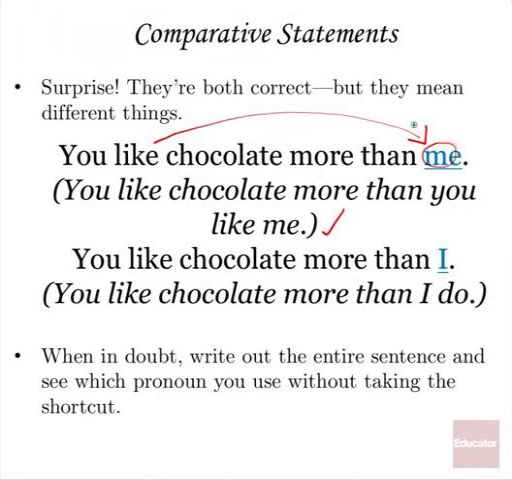All right. You like chocolate more than I. Well, I is in the subjective case, so you like chocolate more than I do. There's a verb implied there. So, if you're ever in doubt about whether you like chocolate more than me or you like chocolate more than I, say the entire sentence, not just the part with a bit of it left out, and see which pronoun you use in the full-length sentence.